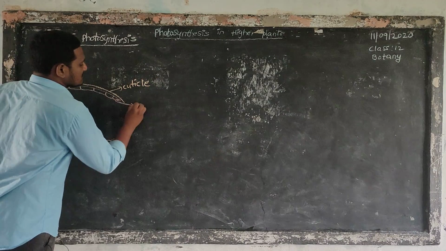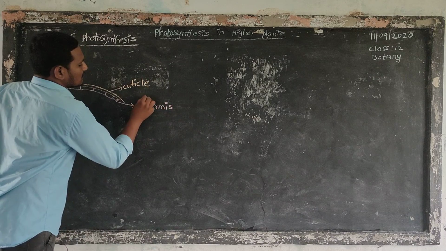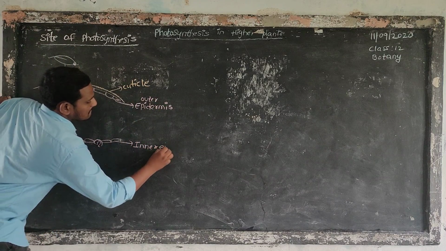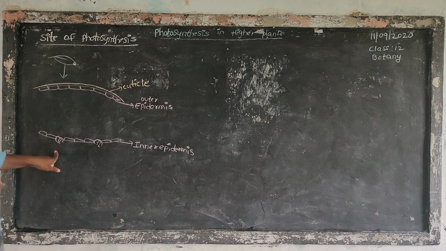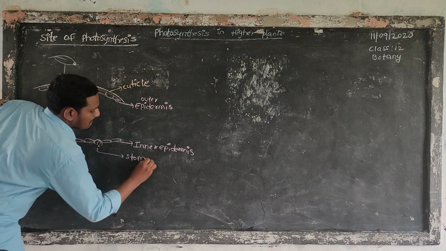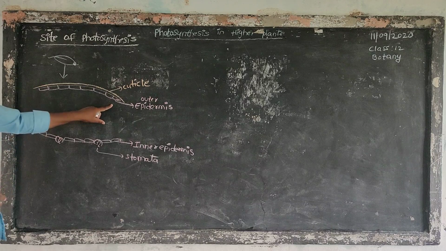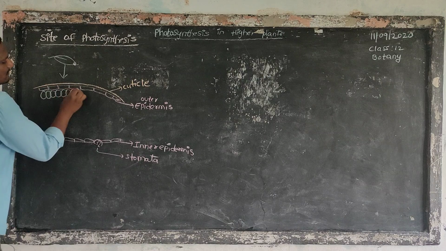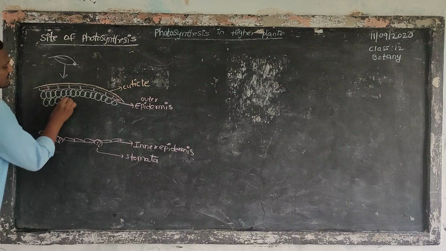Next, this is the epidermis. This is the outer, this is the inner epidermis. The inner epidermis contains kidney-shaped structures which are called stomata. Next, inside, between the upper epidermis and the lower epidermis, cells are arranged. Those cells are palisade parenchyma and spongy parenchyma.